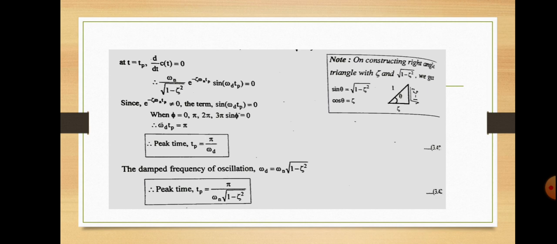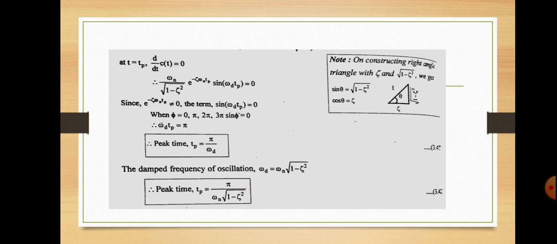When I am explaining this, I am using delta instead of epsilon. That is my mistake. You should remember that the symbol is epsilon. In some textbooks it is given as delta, but you should use epsilon to indicate the damping ratio.